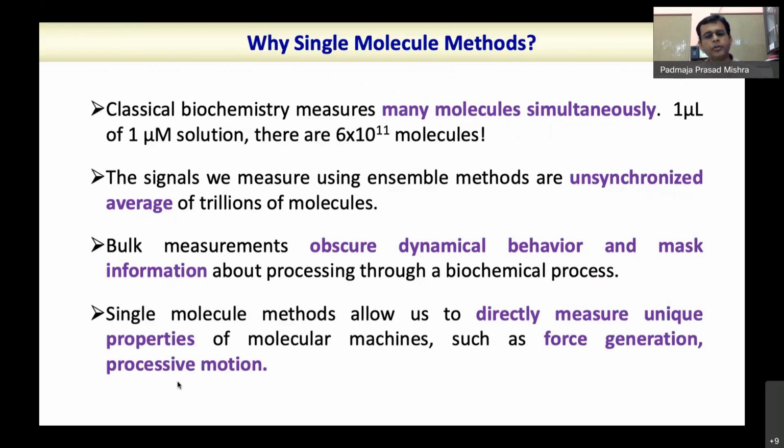However, if we do the measurements at single molecular resolution, taking one molecule at a time, that allows us to directly measure unique properties and any minute conformational changes inside the system during any biological phenomena. We can monitor many more.